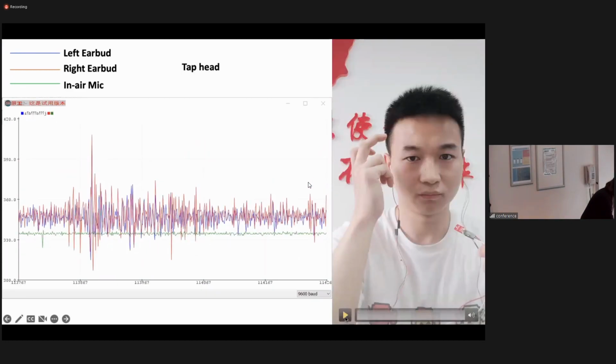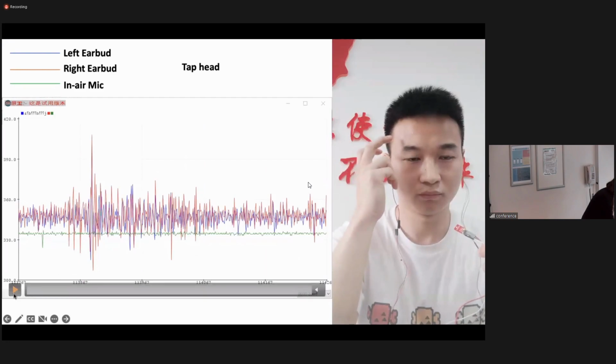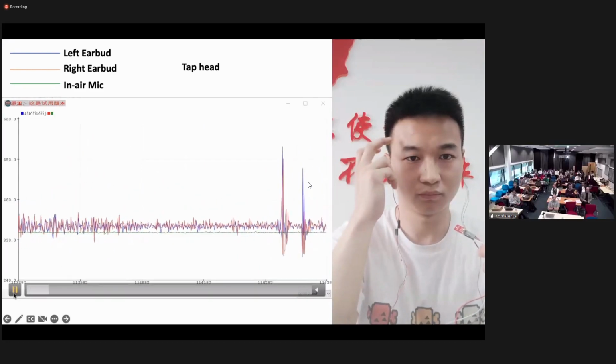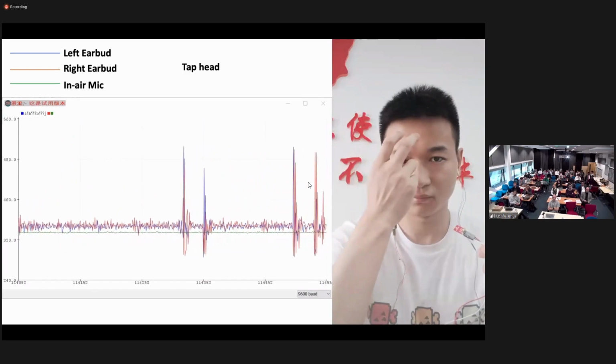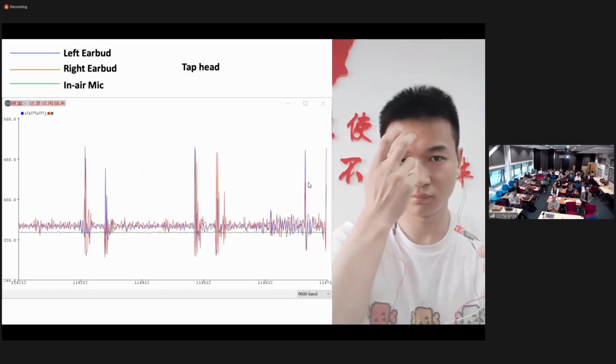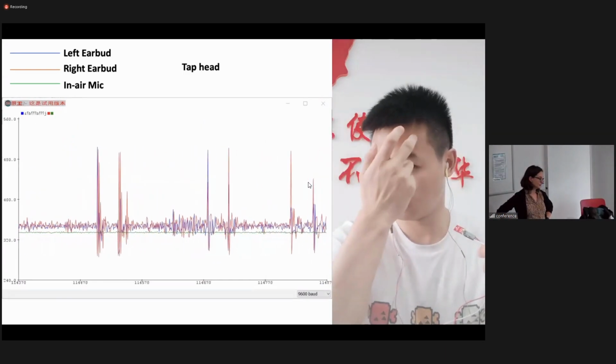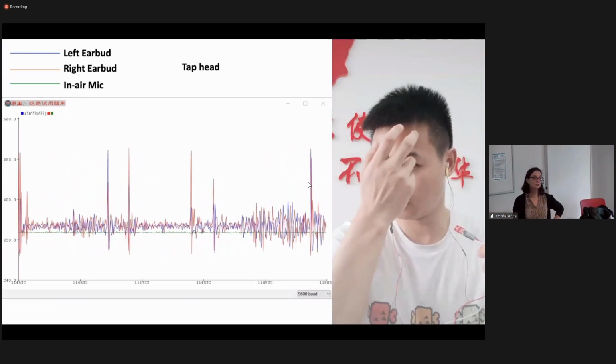The other thing that is interesting is that this can also be used for gesture recognition. So wherever you tap somehow, there might be a different level of signal that can be used, perhaps, as a new user interface mechanism.